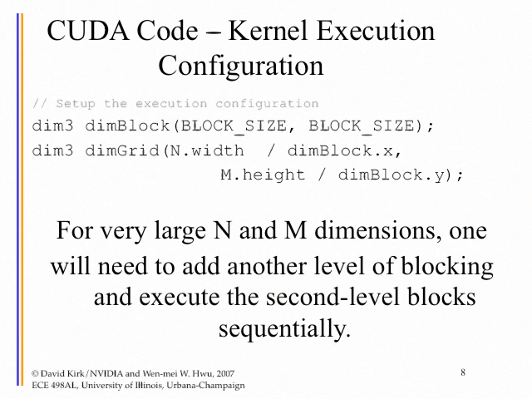As we mentioned before, for very large n and m dimensions, you will need to add another level of blocking, or another level of tiling, to execute a second level of blocks sequentially. So you will need to add essentially another level of loop at the outermost level to iterate over the maximal grid size that's allowed. If you really want your program to be totally general, then you need to add that level. But we probably are not going to require that.